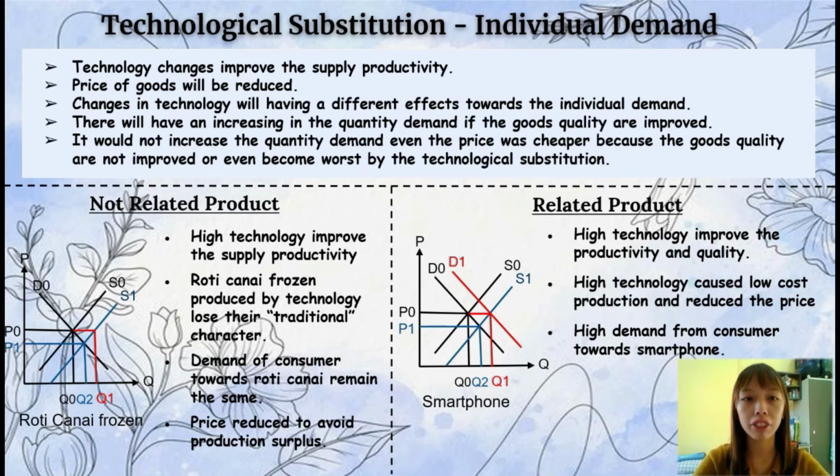I'm using the smartphone as the example. The advance of the technology used in smartphone production usually helps to improve their quality and function. So the higher production will increase the supply and the supply curve S0 will move to the right, which is S1. The price will be reduced from P0 to P1 and the quantity will increase to Q2. When the high technology smartphone quality is improved, it helps to get the attention of consumers. Thus, the demand for the smartphone will increase from D0 to D1.